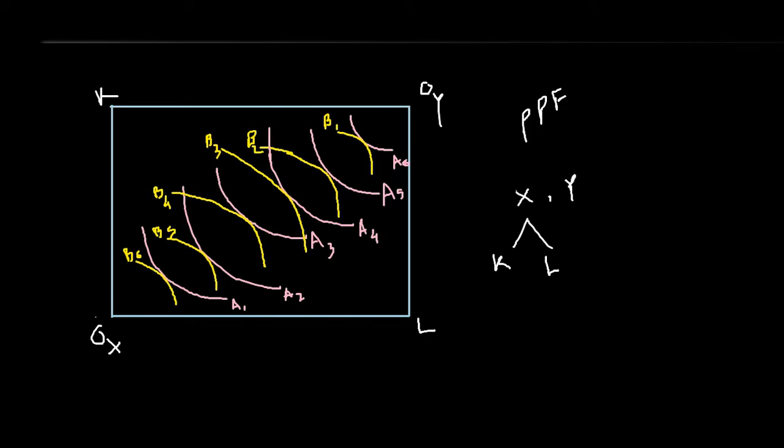Now in this Edgeworth box, we have drawn a family of isoquants for both products. The curves A1, A2, A3, A4, A5, A6 are all isoquants of product X, denoting various levels of output of product X. The output level A1 is less than A2, similarly A2 is less than A3, and curve A6 shows a very high level of output of product X.